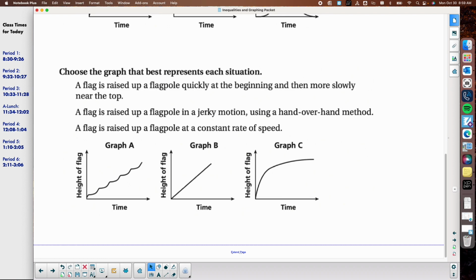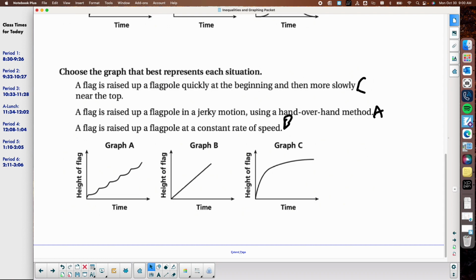Is that the one we just read? Oh, that's what you were asking, which one to put it next to? Yeah. Okay. A flag is raised up a flagpole in a jerky motion using a hand-over-hand method. Which graph looks like a jerky method? Okay, I would agree. Are you putting B just because it's the only one left? Yeah. You're not wrong. It is B because it says it's going up at a constant rate of speed, so that's a flat line, so that's constant.